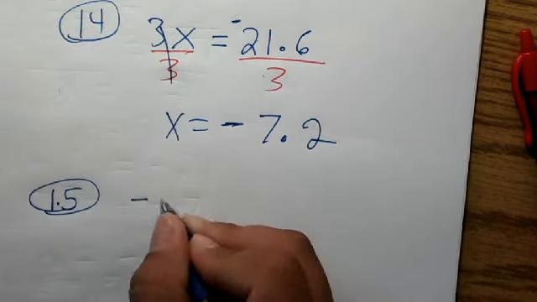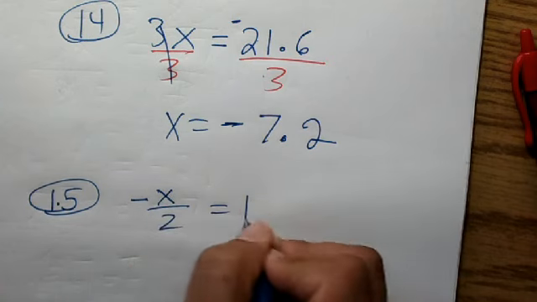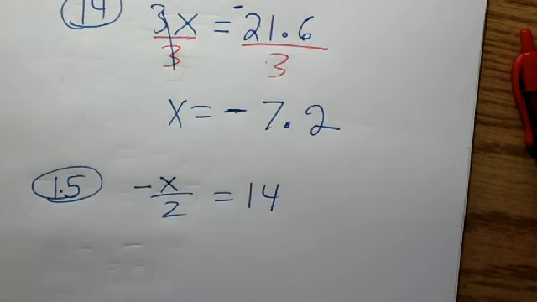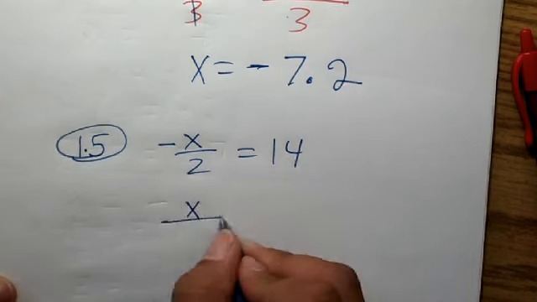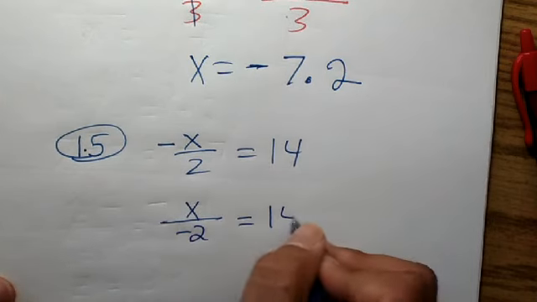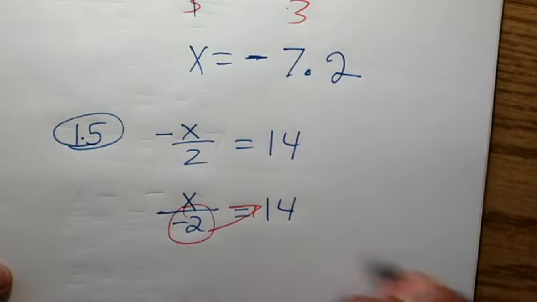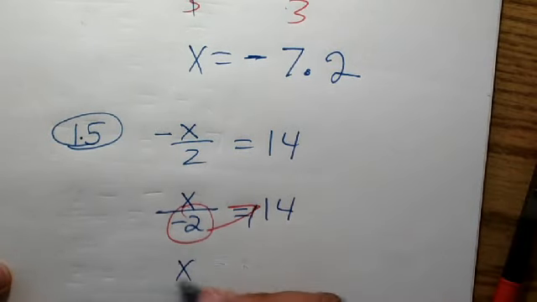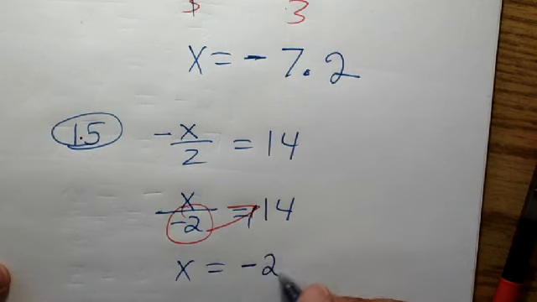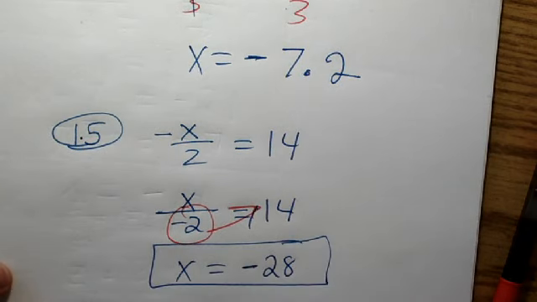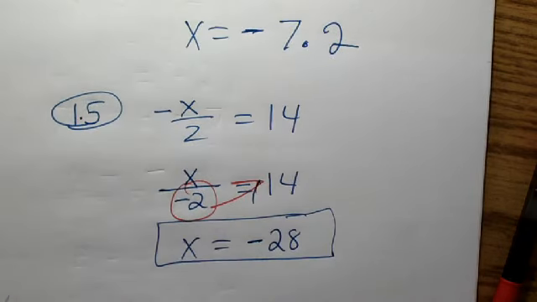15, you have negative x over 2 equals 14. You could rewrite this as x over negative 2 equals 14. Multiply that across. x would equal 28. Negative 28. Any questions there?